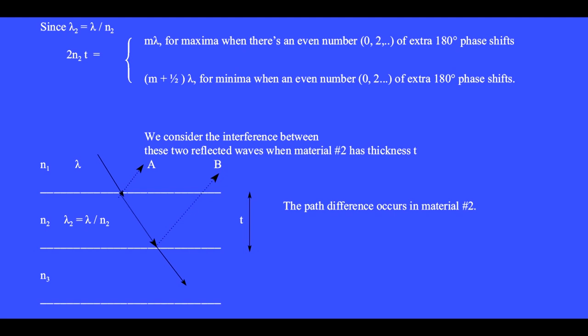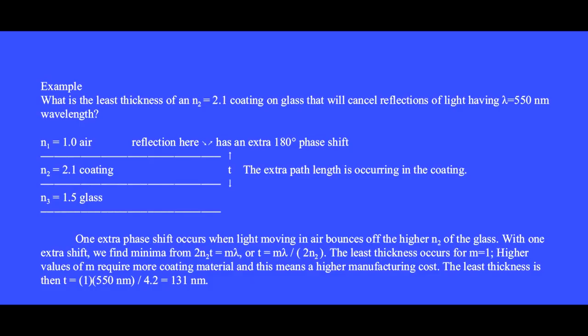This occurs when there are no extra phase shifts at either interface. When there is an extra 180-degree phase shift at one of the interfaces, then we swap these two equations for min and max. If there's an extra 180-degree phase shift at both interfaces 1, 2, and 2, 3, then we would swap the equations twice, getting back to where we started from. In this example, the three materials are air with index of refraction 1.0, a thin coating with index n2 equals 2.1, and then glass with index n3 equals 1.5.